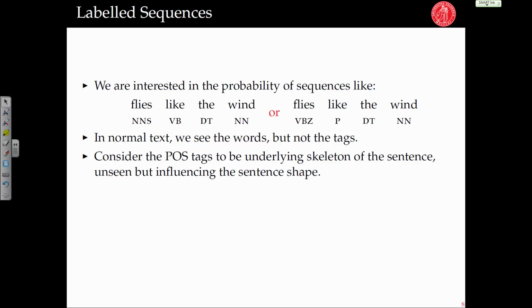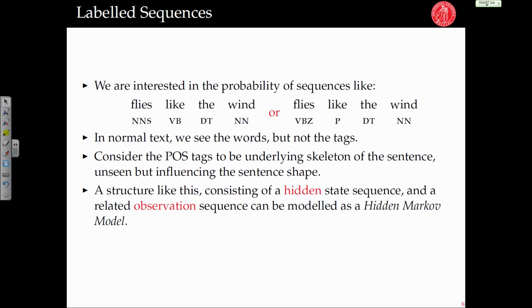A situation like this, where you have a visible, observable sequence and an invisible, unseen one that serves as the skeleton of the observable sequence, is where a hidden Markov model, the model that we're going to introduce, could be very useful. From now on, we will refer to the set of these parts of speech as the hidden state sequence. It's hidden because we don't know it. We want to find it.